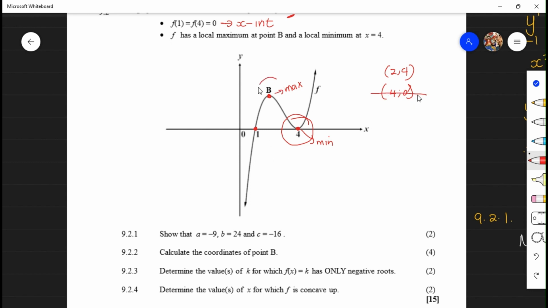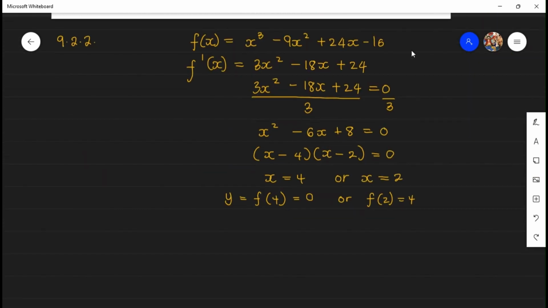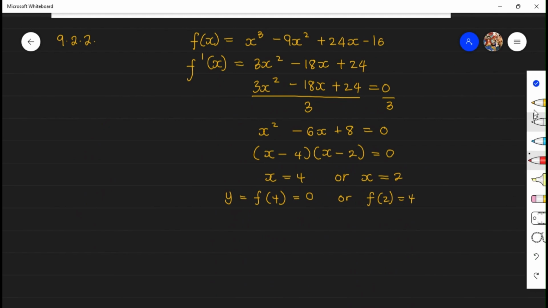Next, let's have a look at B itself. As you can see, B is in the positive x and positive y area. So this is now our coordinate of B. So let us conclude. We can now state, therefore, the coordinate of B is 2 and 4. That is our coordinate of B.